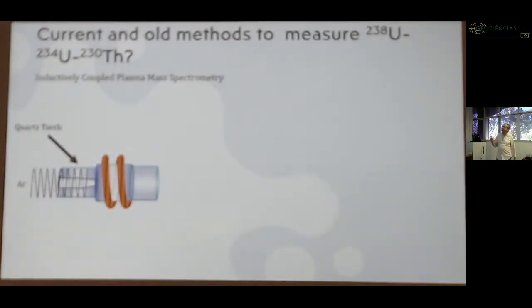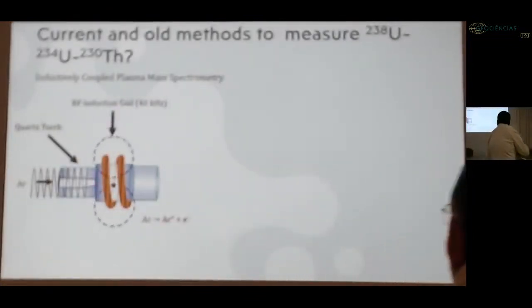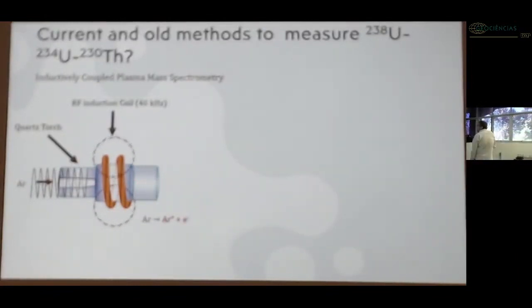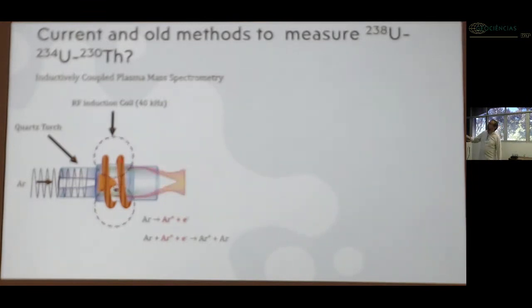And now we have the current method that is actually used, which is inductively coupled plasma mass spectrometry. Here, the main difference is that we have a very efficient ion source, which is an argon plasma. An argon plasma is basically formed when argon is flowed within a radio frequency field, and there's a spark ionizing the argon, and these ions will stay in this radio frequency field. Once we flow more argon into this, there will be a chain reaction of ionization, and then we have a plasma.